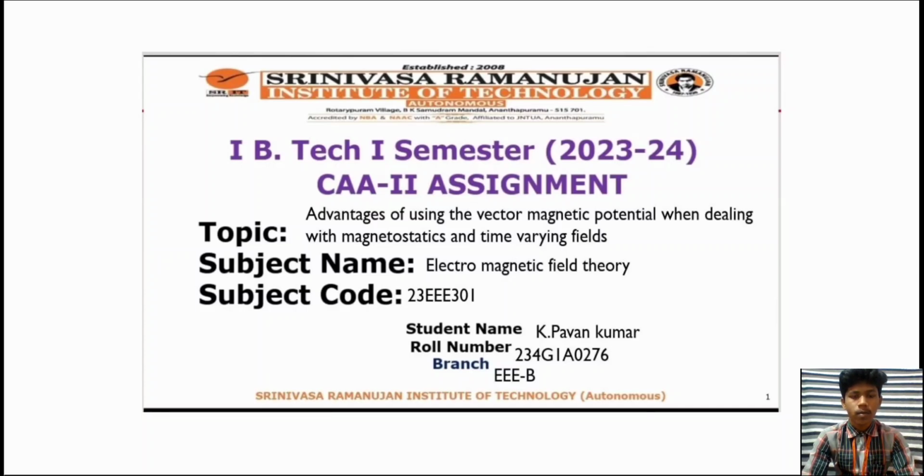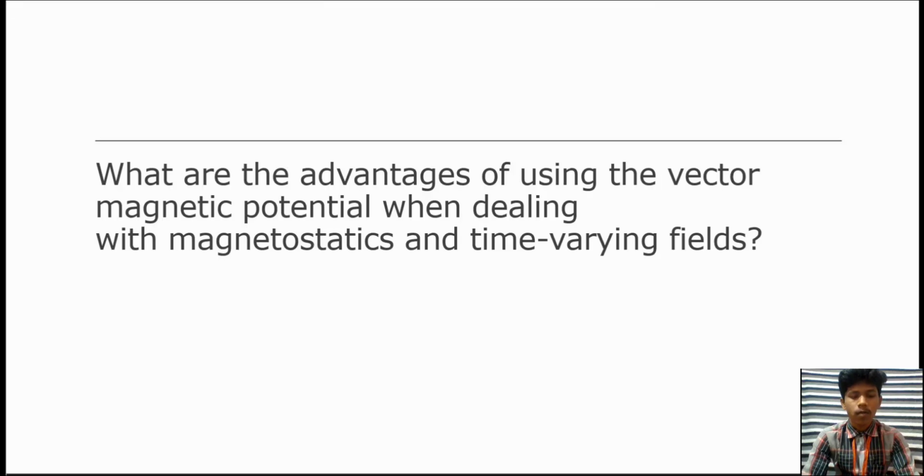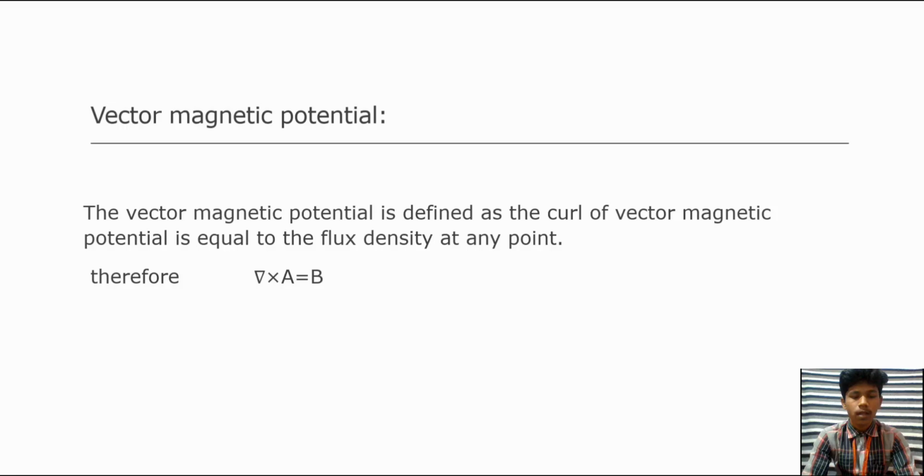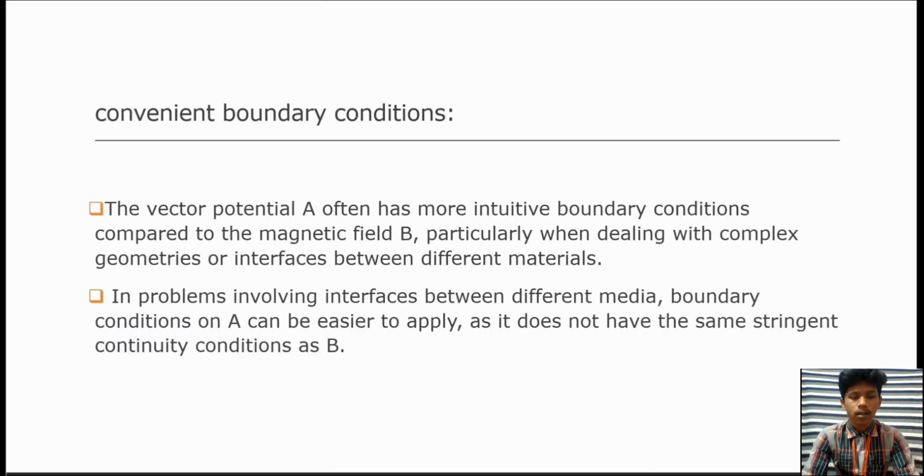In this video, my topic is to explain the advantages of using the vector magnetic potential when dealing with magnetostatics and time varying fields. Before that, I want to tell you about vector magnetic potential. The vector magnetic potential is defined as: the curl of the vector magnetic potential is equal to the flux density at any point. Therefore, the curl of A bar is equal to B bar.